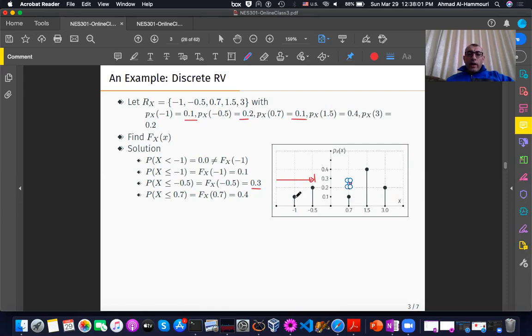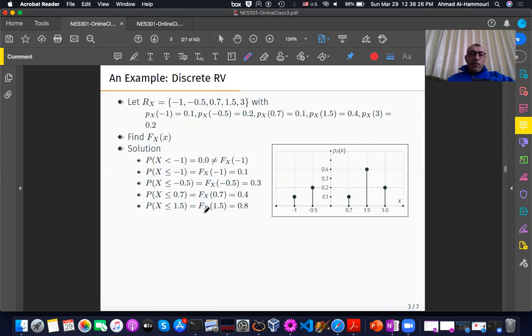So either I add the probability of minus 1, minus 0.5, 0.7, or just ask what's the CDF of minus 0.5? It's 0.3, and I add just the probability of the next point I'm stepping on, which is the probability of 0.7, which is 0.1. So it is 0.3 plus 0.1, which is 0.4. Okay.